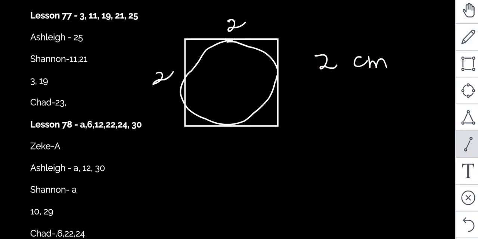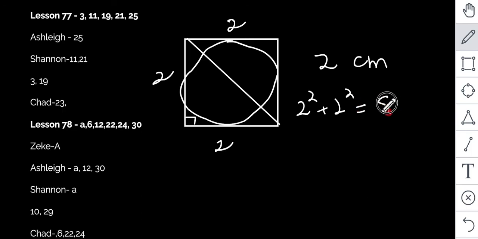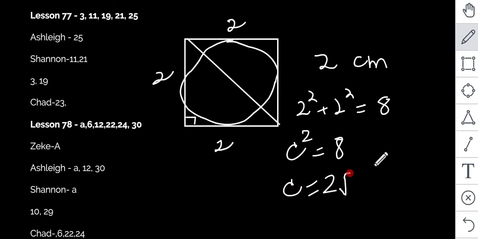Now we need a diagonal. We have a square, 2 and 2. All I did for the diagonal was to do the Pythagorean theorem. So 2 squared plus 2 squared equals 8. And so c squared equals 8, and you have to simplify it, so you get c equals 2 root 2. And the final question is, what is the radius?